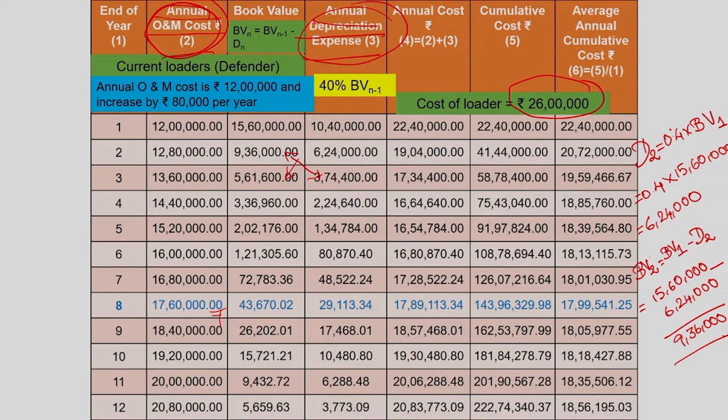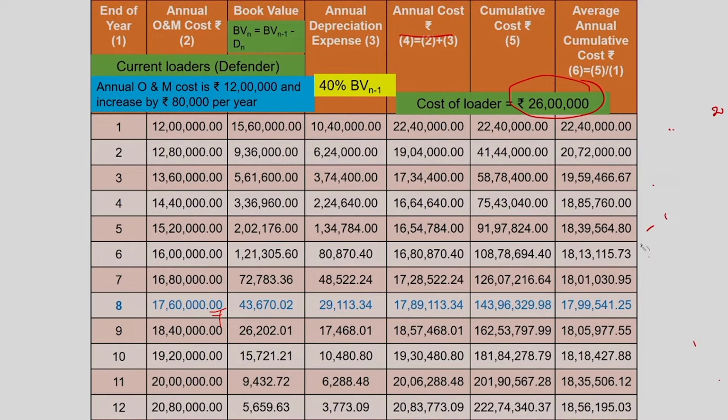Now let us calculate the total annual cost. It is nothing but your column 2 plus column 3, that is, the operating and the maintenance cost plus the depreciation. Add them and you will get the total annual cost. Say for the first year, your operating and the maintenance cost is 12 lakh. You add it with the depreciation at the end of the first year, that is 10 lakh 40,000. So that gives you 22 lakh 40,000, the total cost for the first year.